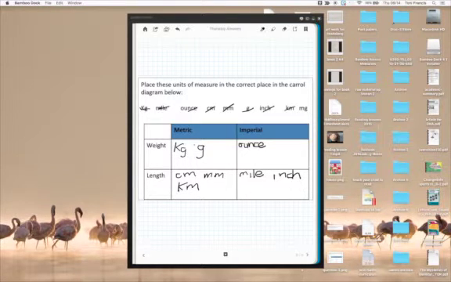Milligrams. Weight or length? Well, it's weight. Metric or imperial? Well, it's a form of gram, isn't it? It's a thousandth of a kilogram, so it's metric.